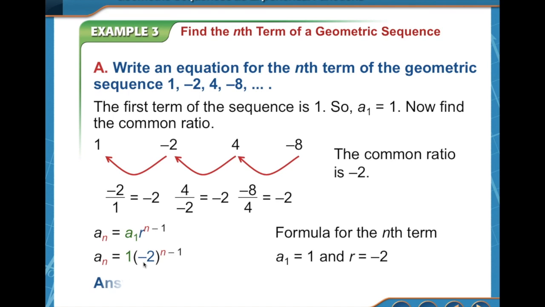So our nth term equation then is all of this. Leave the n where it is. Plug in the things you know. Leave everything else. So we get, as an answer for our equation to help us find future terms, a sub n equals 1 times -2 to the power of n minus 1. That is our answer. That is just the equation. So going forward, we can use that equation to find any term we want in the whole sequence going forward.